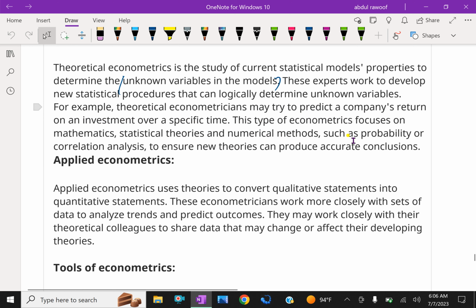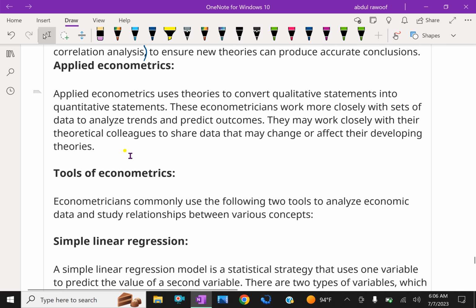This type of econometrics focuses on mathematics, statistical theories, and numerical methods such as probability or correlation analysis to ensure these theories can produce accurate calculations and conclusions. It is mostly based on mathematics, statistical theories, and numerical methods such as probability or correlation analysis.